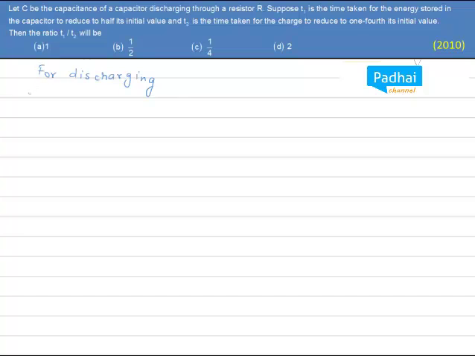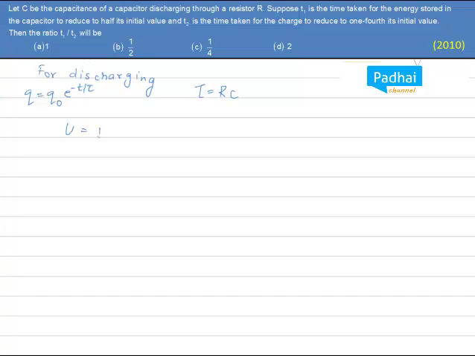We know the formula that Q equals Q naught e raised to power minus t by tau, where tau is RC in an RC circuit. Now it is saying suppose T1 is the time taken for the energy stored in the capacitor to reduce to half of its initial value.